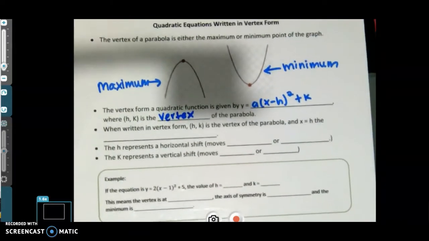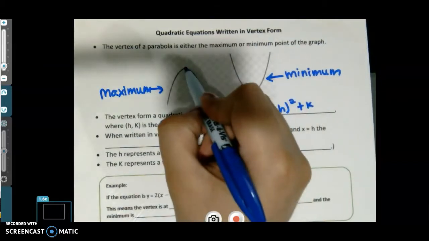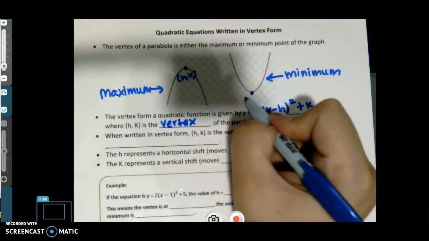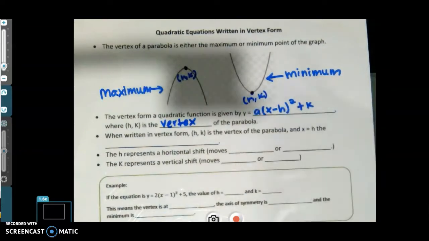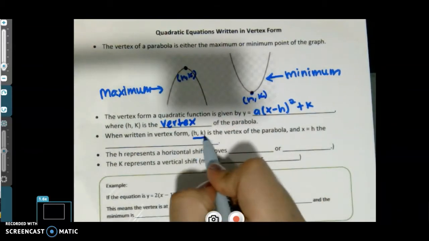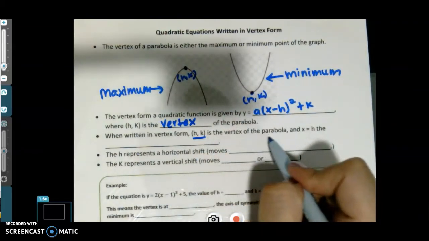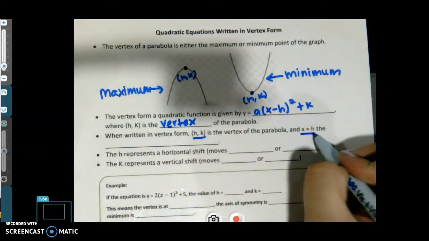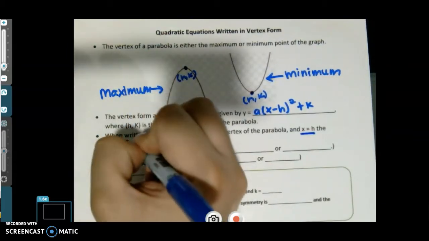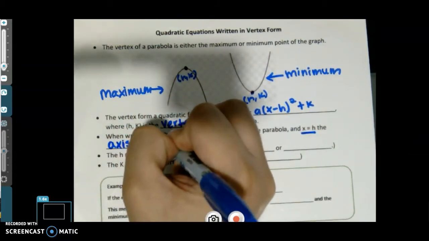So when we're talking about that, guys, we're talking about this point right here. Like this would be (h, k). This would be (h, k). All right? So now, when written in the vertex form, (h, k) is the vertex of the parabola and x equals h is the axis of symmetry.